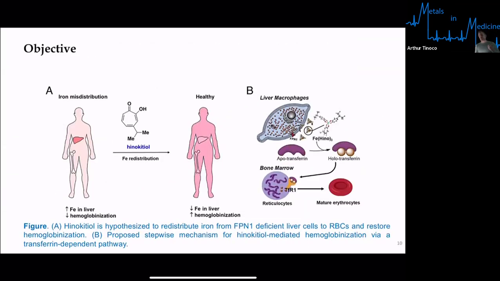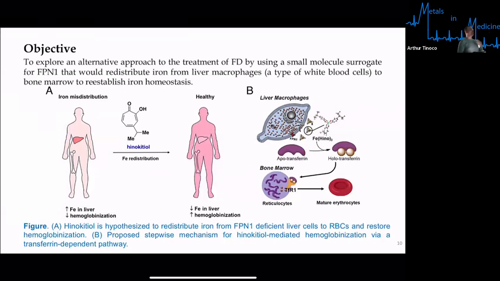All right, so with that background at hand, what they wanted to focus on in this article was to look at the possibility of this ligand potentially participating in the human body. So this is basically their figure in which they tried to propose their own hypothesis. They wanted to explore an alternative approach to the treatment of ferroportin disease by using a small molecule surrogate for FPN1 that would redistribute iron from liver macrophages. Macrophages are a type of white blood cell. I try to define certain things just in case we're unfamiliar with them. I myself am unfamiliar with any of these terms. To bone marrow to reestablish this iron homeostasis.